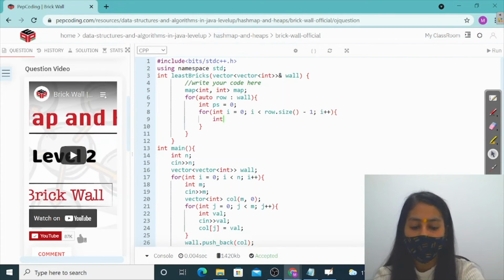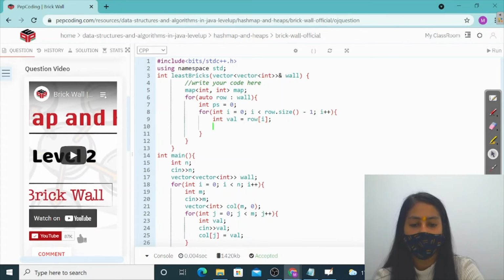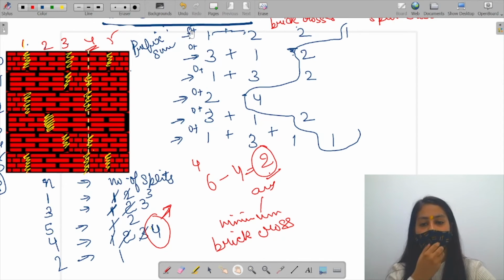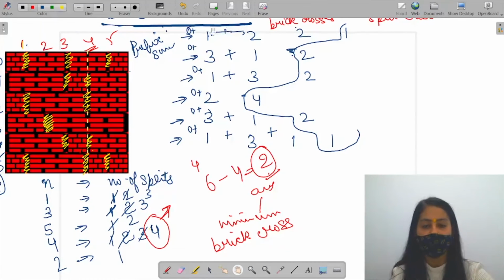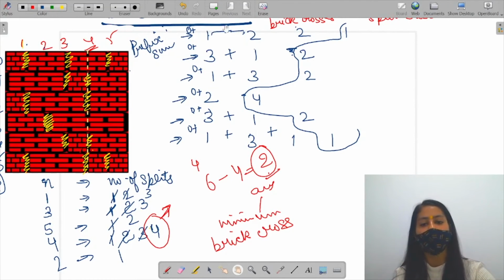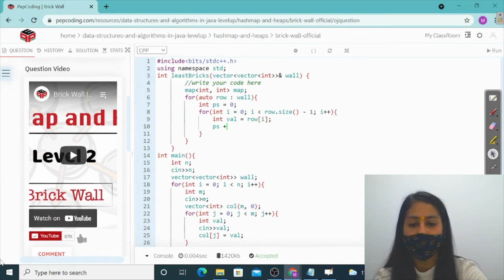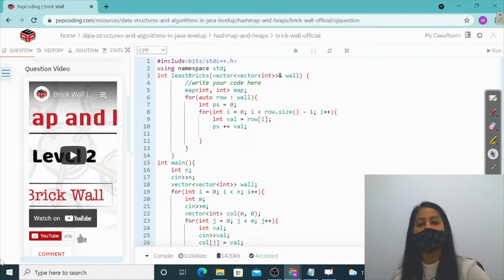So I am taking a value present at row of i, and I am adding that value to my prefix sum. Prefix sum is 0. Now prefix sum will become 1. After that prefix sum here will become 1 plus 2, 3, right? So prefix sum will become prefix sum plus equal to value, right?